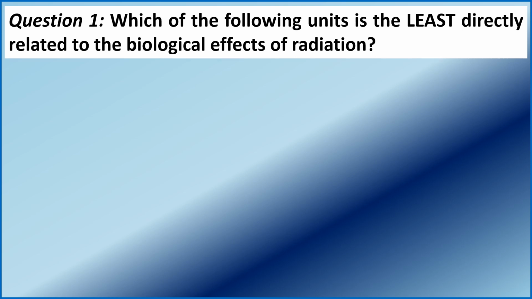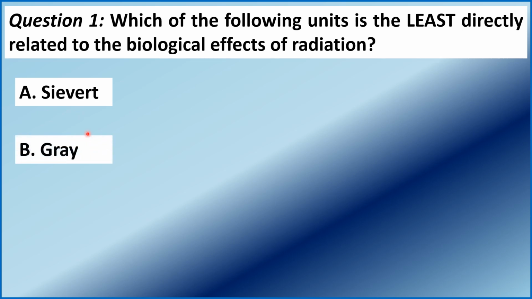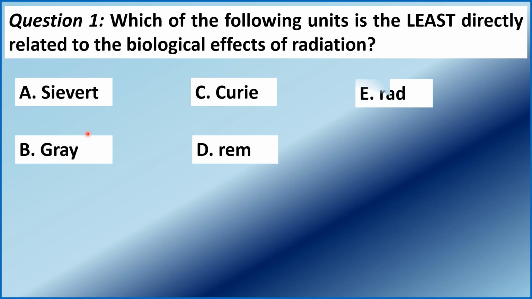Our introductory question is, which of the following units is the least directly related to the biological effects of radiation? Option letter A, Sievert. Option letter B, Gray. Option letter C, Curie. Option letter D, Rem. Option letter E, Rad. And option letter F, Roentgen.